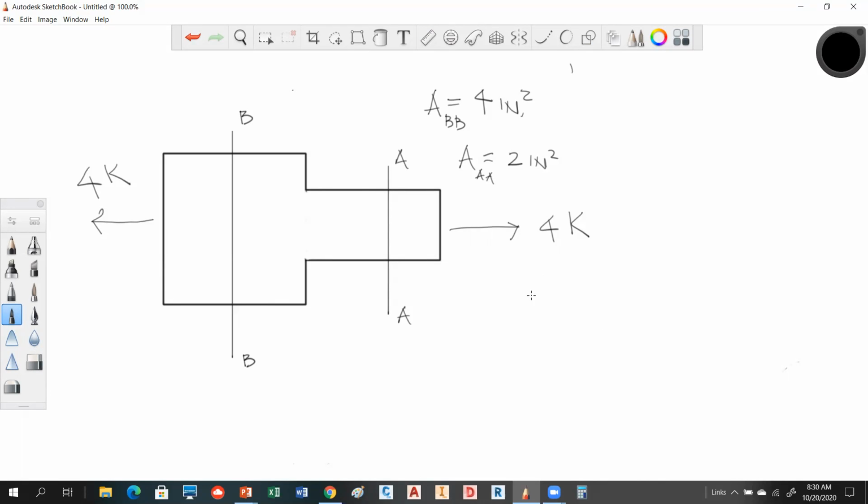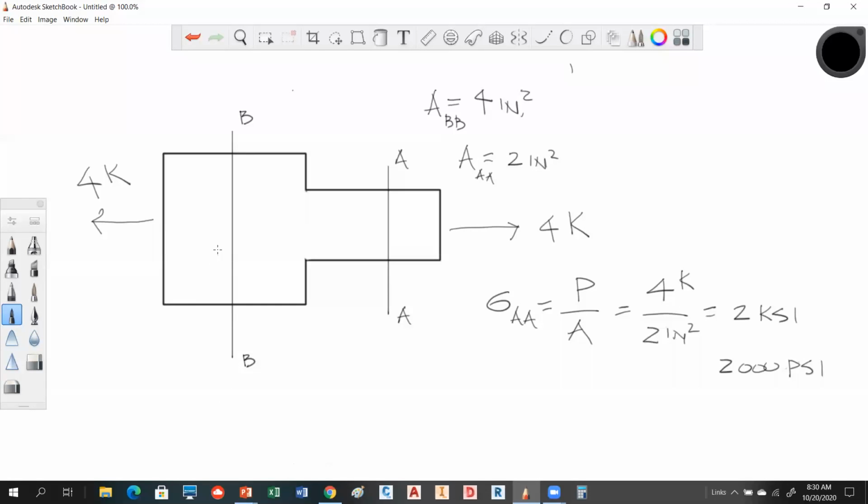So if we solve the stress for section AA first, that's simply equal to force divided by the cross-sectional area. And remember, the cross-sectional area is perpendicular to the direction of force. The force is 4 kips, and we're going to divide that by 2 square inches. So we get a value of 2 KSI. In terms of pounds, that would be 2,000 PSI. Okay, everybody see how simple that is? Any questions on that?